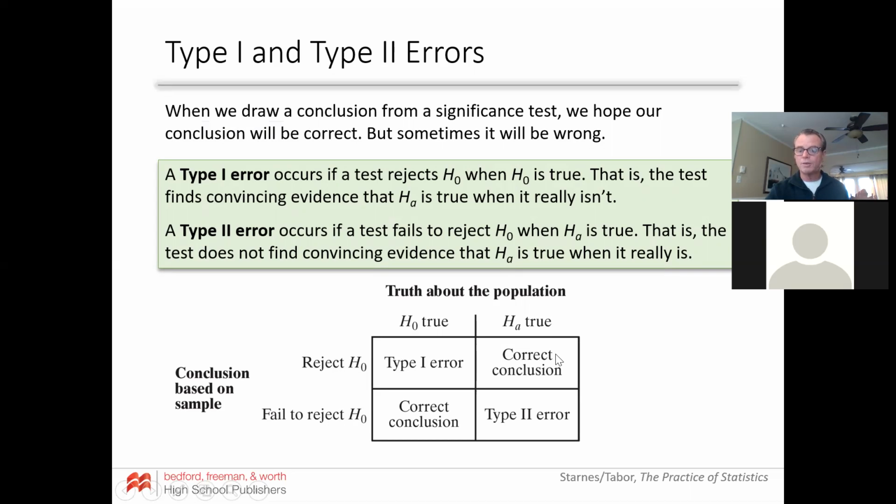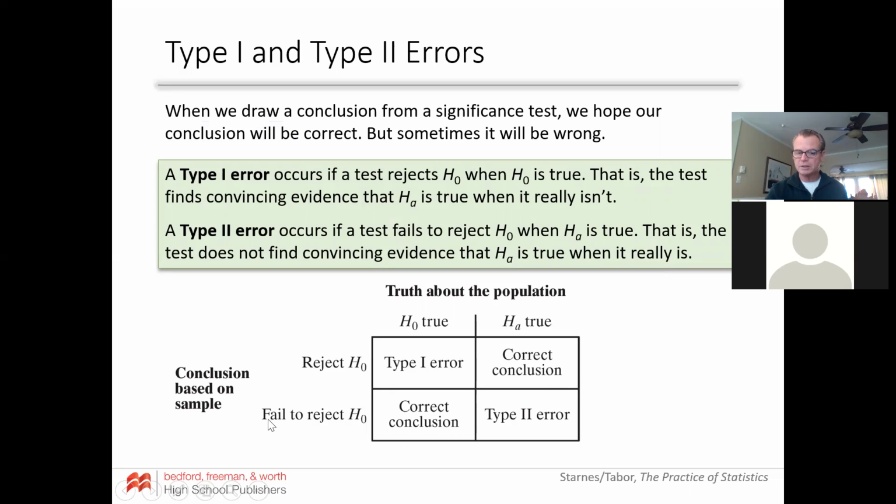So if we go here to the northeast, you rejected the null and the alternate was true. That's what you're supposed to do. We go to the southwest. You failed to reject the null when it was true. That's what you're supposed to do. These other corners are mistakes. What happened? The null was true and you rejected it. That's a type 1 error. The alternate was true and you failed to reject the false null. That's a type 2 error.